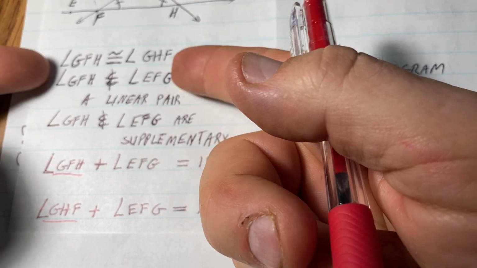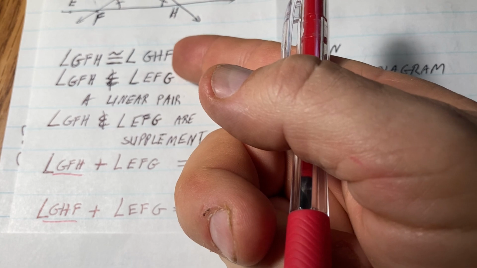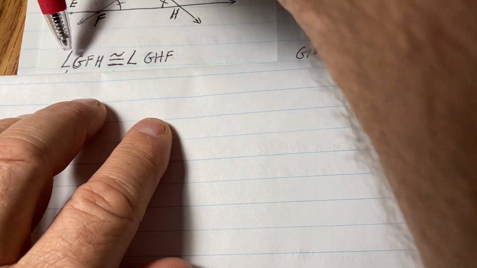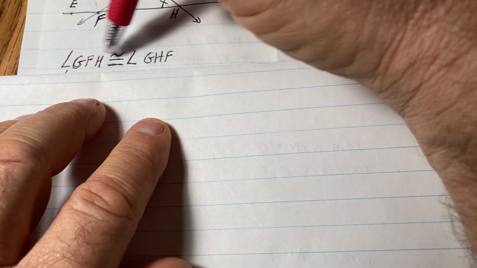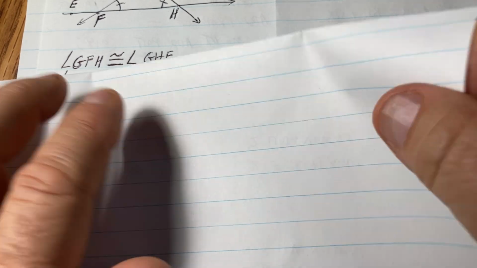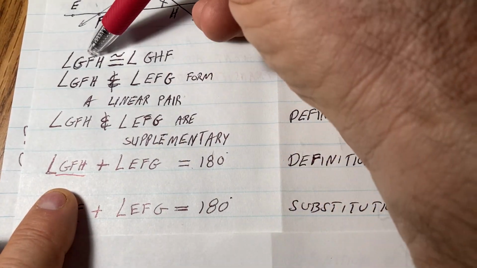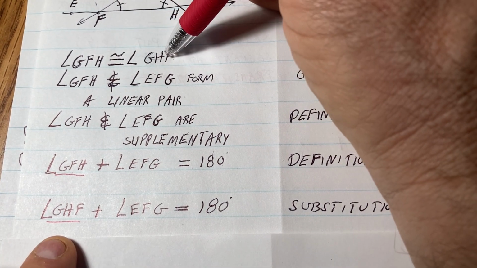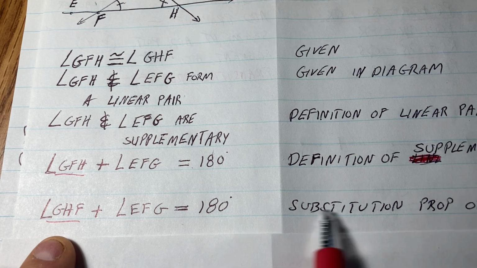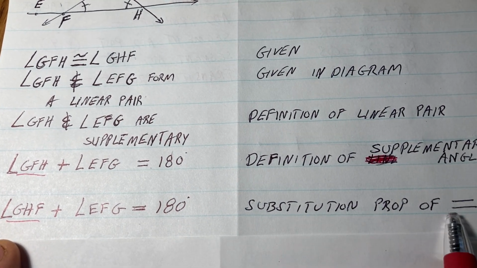Where would that be? Is there something on here that says we can do that? Right there. These angles are congruent to each other. And that was given to us. So instead of writing GFH, I substituted GHF right there. That's the substitution property. It's the substitution property of equality.